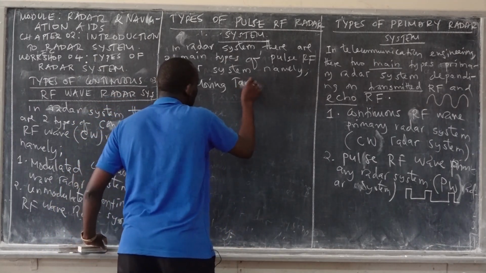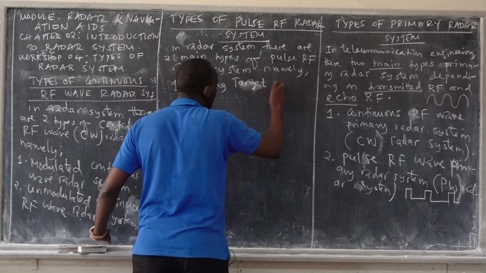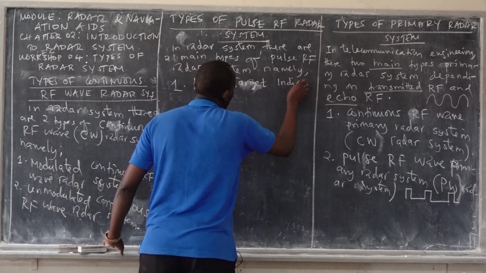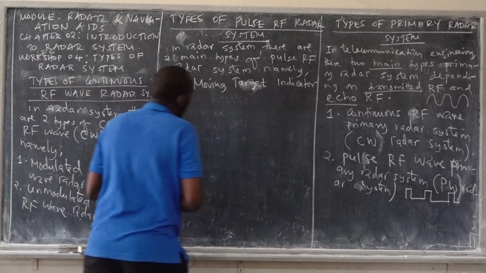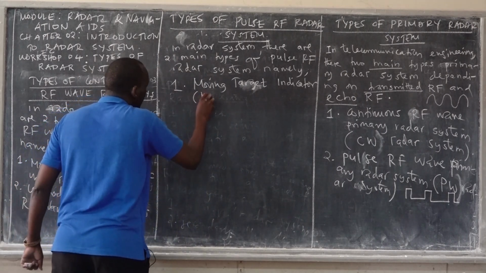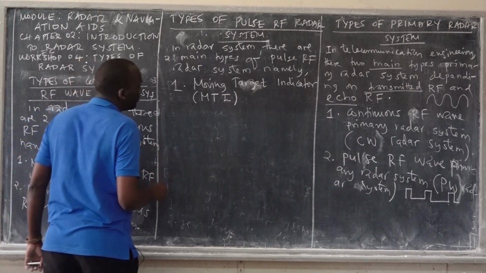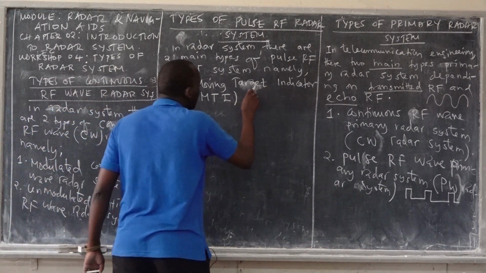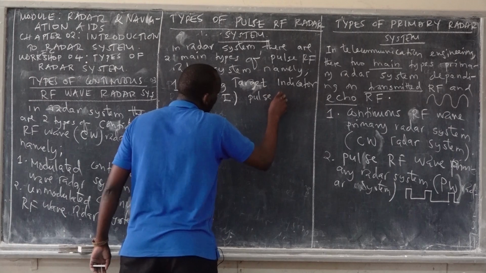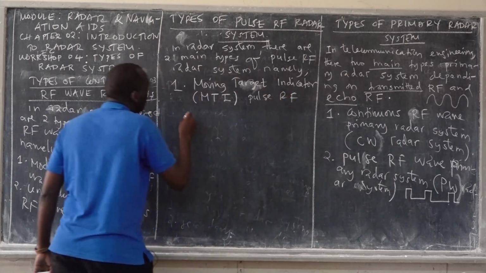Moving target indicator. In short, we call it MTI. And the second one, so moving target indicator pulse RF radar.